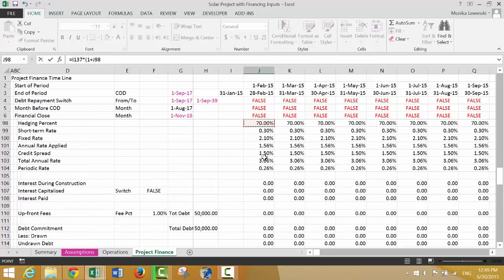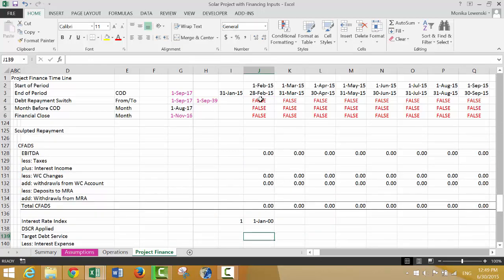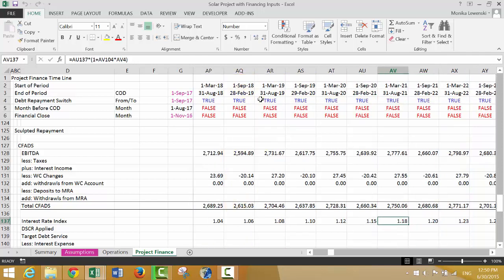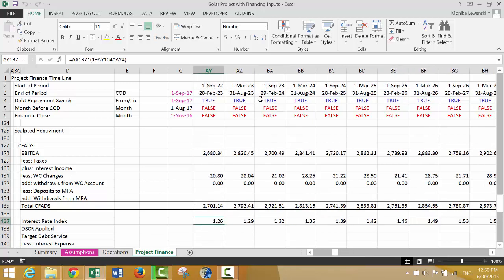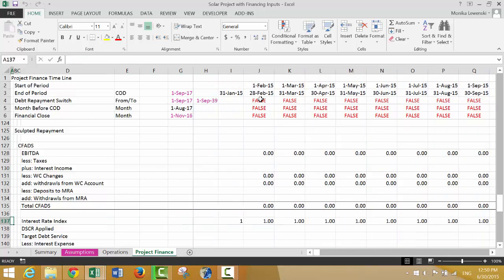Where's the interest rate? Periodic rate, but multiply that by the debt repayment switch, and what that will do is create a PV factor. It's like if we took 1 divided by this, it would give us a PV factor. Okay, and now the CFADS, why don't we put total CFADS over debt repayment period?